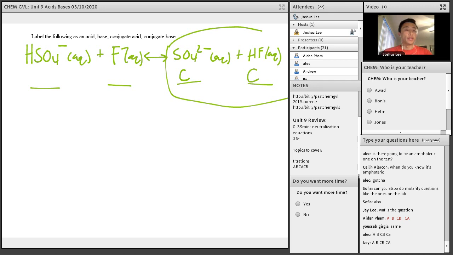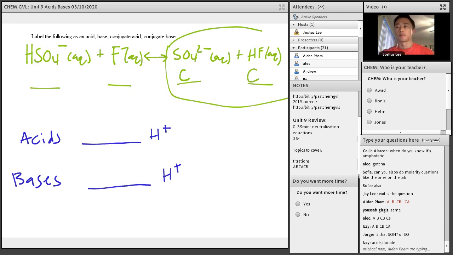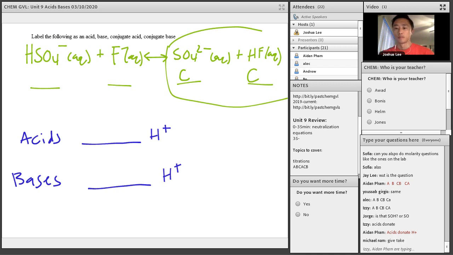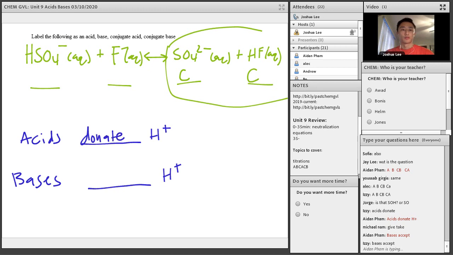Then to figure out what everything is, you have to remember two main things. What do acids do and what do bases do? Those are the two important questions you need to know in order to solve these types of problems. Acids will donate or give, and bases will take or accept.